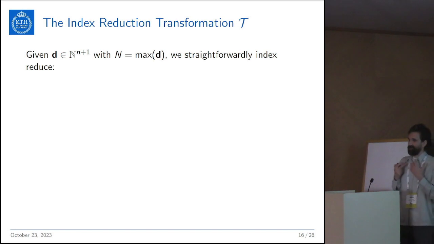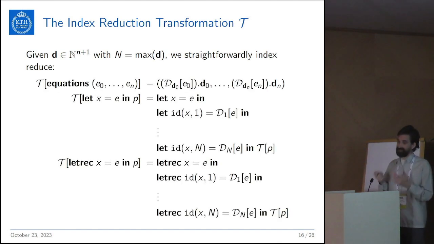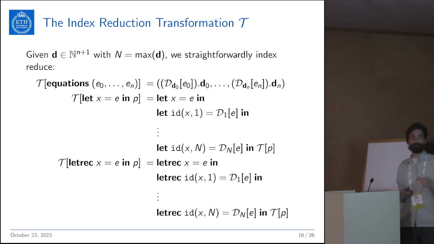So then, given this output from the structural analysis that tells us how many times we need to differentiate the individual equations of the DAE, we can then straightforwardly index reduce our DAE program with essentially these three rules. I will not go into detail here, but the big picture is that we index into this tuple D, which tells us how many times we need to differentiate the corresponding equation. We apply the AD transform to that number, and then we project out the corresponding element from this tuple.